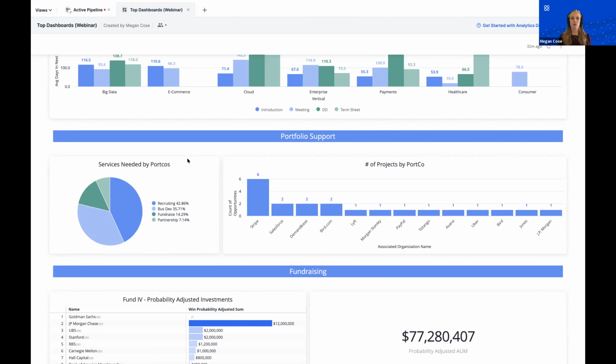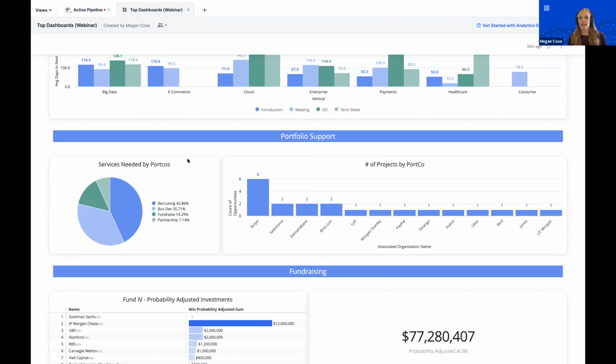One of the reasons to do that are these charts right here. On the left-hand side, we can see what our portfolio companies are requesting. Are they requesting recruiting support? Are they requesting introductions on the business development side? So we can accurately see where we're spending our time and resources and either invest more resources in those areas or make sure to strengthen our brand and make sure that our portfolio companies and potential founders know that we are great at recruiting and have successfully helped our portfolio companies with that area.